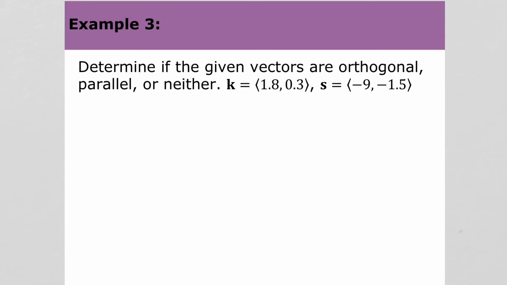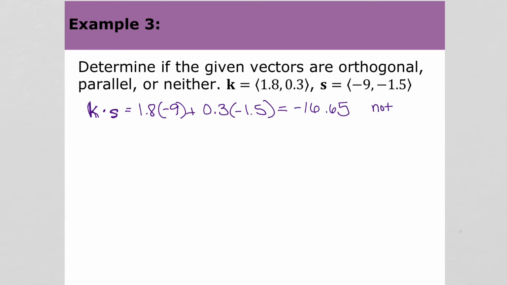So here we want to determine if the vectors are orthogonal, parallel, or neither. So the first thing we need to do is find the dot product between the two of them. We'll have 1.8 times -9 plus 0.3 times -1.5. That gives us -16.65. So we know that they are not orthogonal. If they were, then the dot product would be 0.